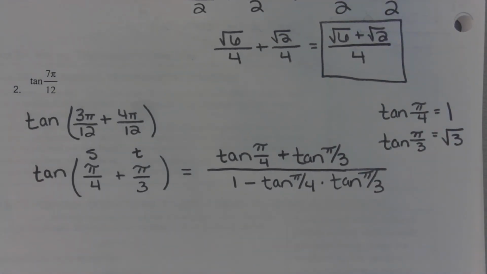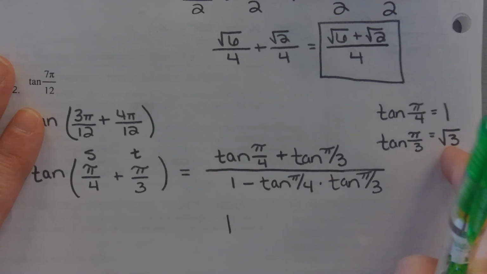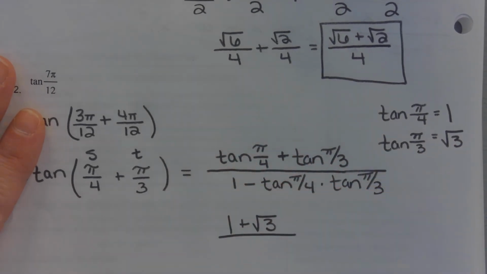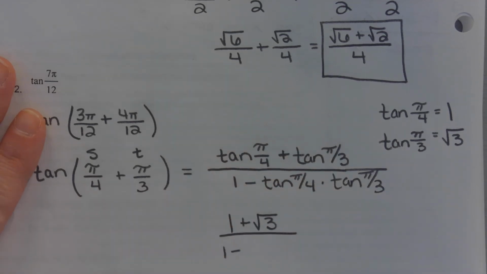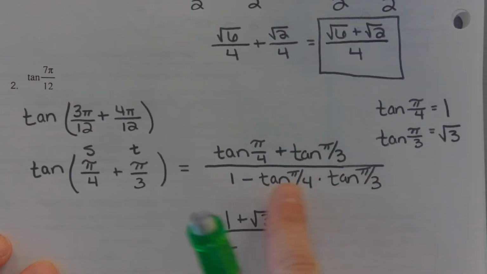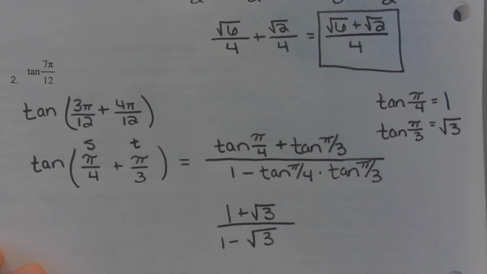So at this location, sine divided by cosine is 1. At this location, sine divided by cosine is root 3. All right, so now let's start plugging stuff in. In place of tangent of pi over 4, I can put in 1. In place of tangent of pi over 3, I can put in root 3. All over 1 minus, and in the denominator we've got these two things being multiplied together, so it's all over 1 minus root 3.